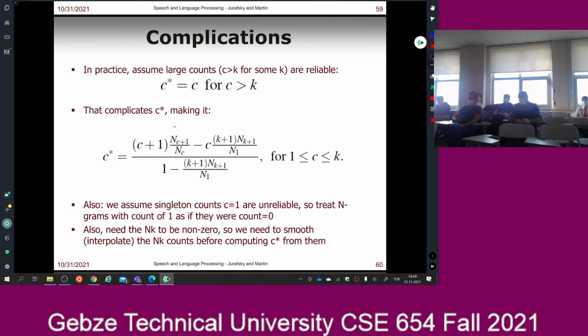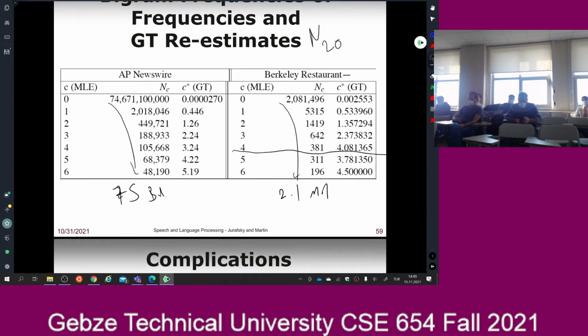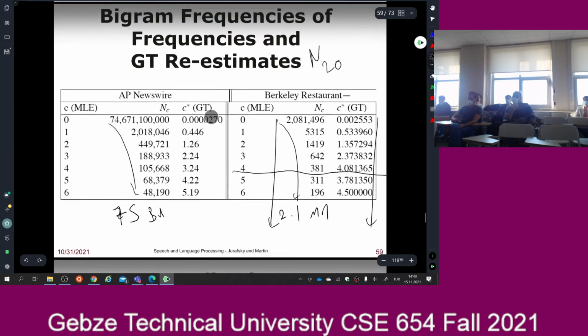Okay, so these are some complications. Formulas are getting more complex, and if you look at the numbers, they will change, and some of them you will have difficulty explaining. But at the end, we know that if I add up all these numbers, and if I add up all these numbers, they will be the same. They will be the number of words that happen in the Berkeley restaurant data set and the AP Newswire data set. I'm sorry, I keep saying number of words. It's the number of bigrams. So the total number of bigrams will stay the same, whatever calculations we did.